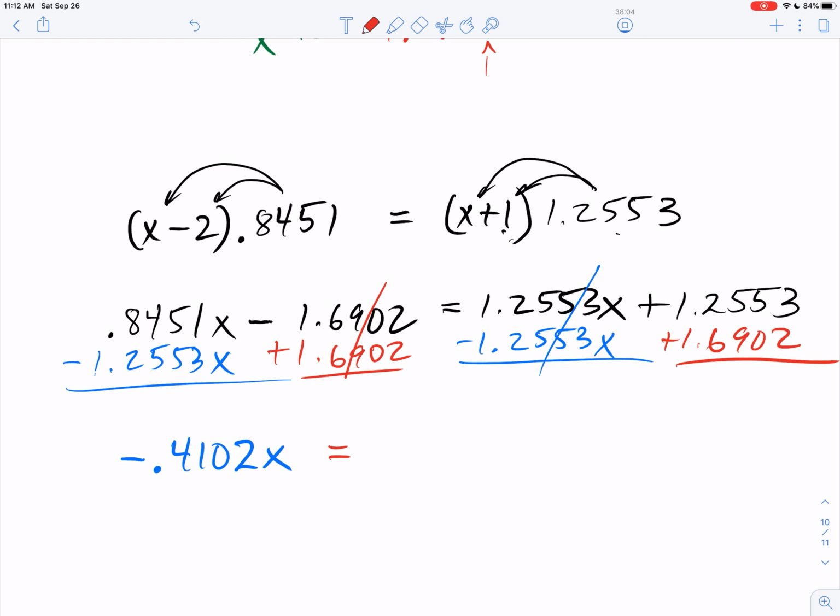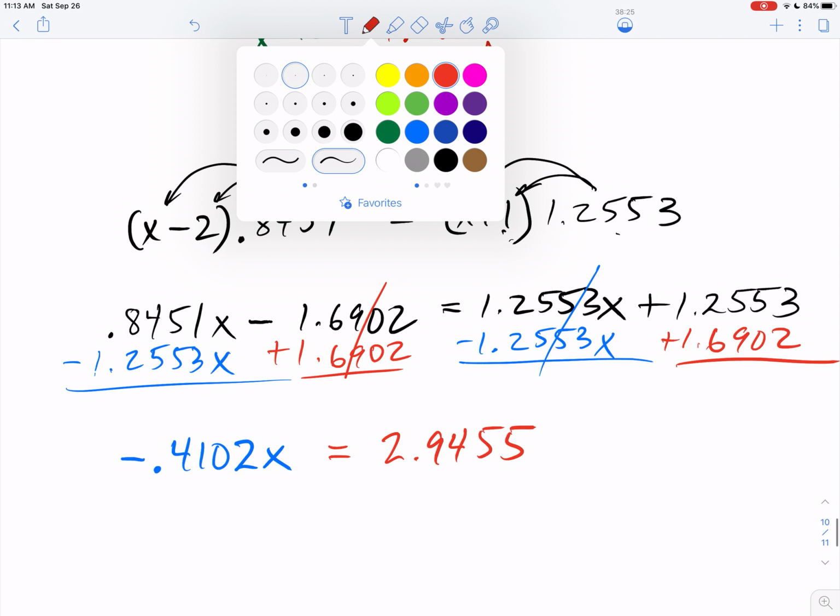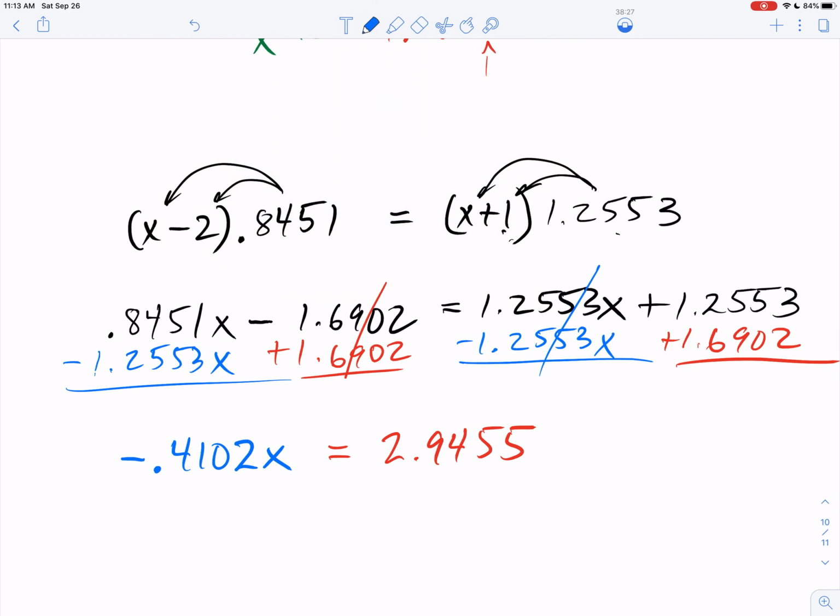What's it equal? So we have 1.2553 plus 1.6902, which is equivalent to 2.9455. And I want to get x by itself, so let's divide. I'm just going to divide both sides by this number.